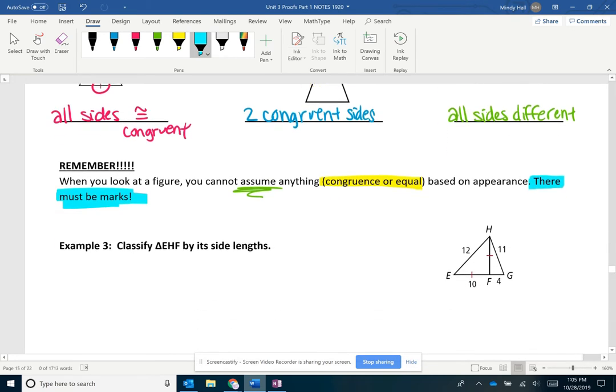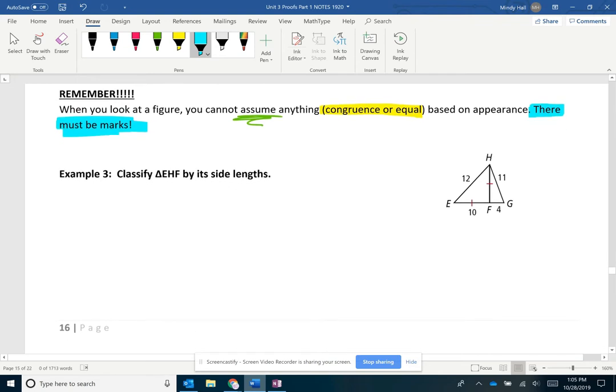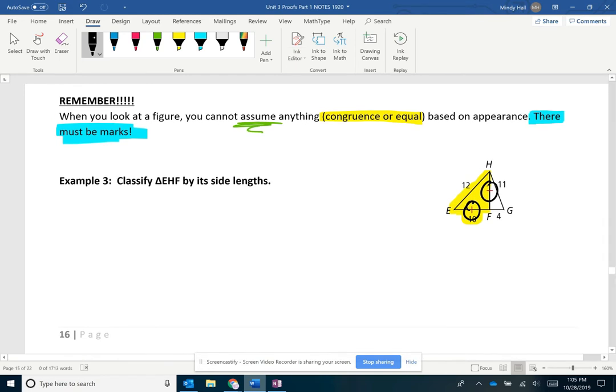It's no bueno. So we have triangle EHF, and we want to classify by the side lengths. So triangle EHF, E to H to F is this one. So I notice that I have these two little tick marks right here. One here and one here. So because there are two sides that are congruent, this would be an isosceles triangle.